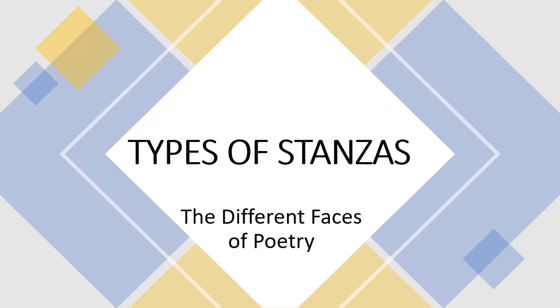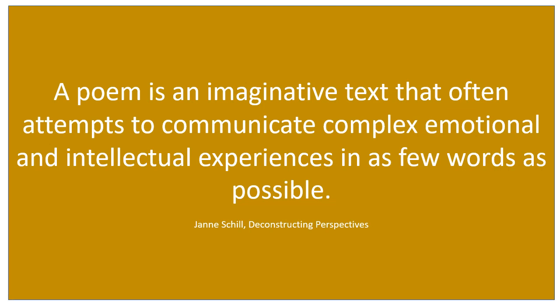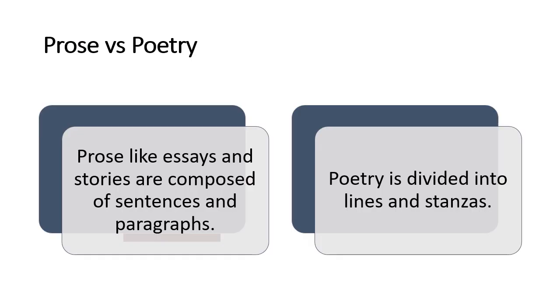In this session, we will be talking about the types of stanzas, the different phases of poetry. A poem is an imaginative text that often attempts to communicate complex emotional and intellectual experiences in as few words as possible. Beforehand, let's differentiate prose versus poetry. Prose, like essays and stories, are composed of sentences and paragraphs, while poetry is divided into lines and stanzas.